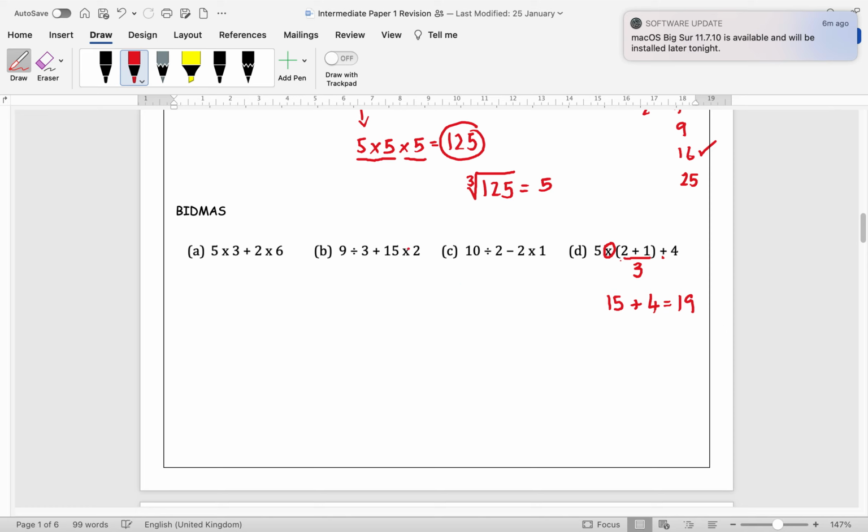You can try the others. Now, in one like this, where you have 2 multiplies, you just do them at the same time. Okay, so that's 15, that's 12, then add the answers.